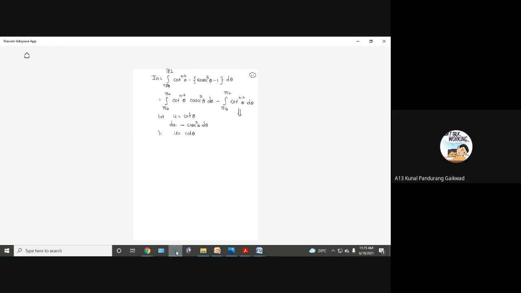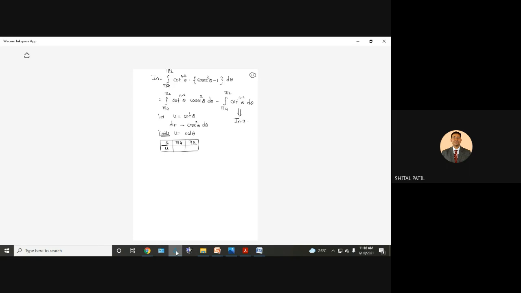Limits will change in this way. Whose limits are known to us at this moment? Limits of theta are known to us. What are they? Pi by 4. I am writing it for the first integral only. Second integral is I_{n-2}. We don't have to bother about the second integral. Our aim is to solve the first integral, and for that we are using this substitution.